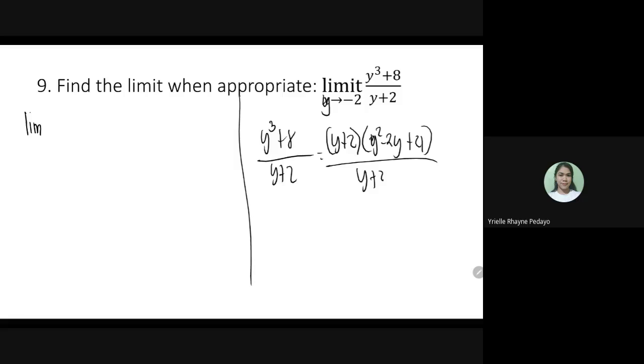Tapos makakancel na po yung y plus 2. That's good. Then yung y squared minus 2y plus 4 po, sinubstitute ko po sa y yung negative 2. That's correct. Very good. 12 po yung sagot. Okay?